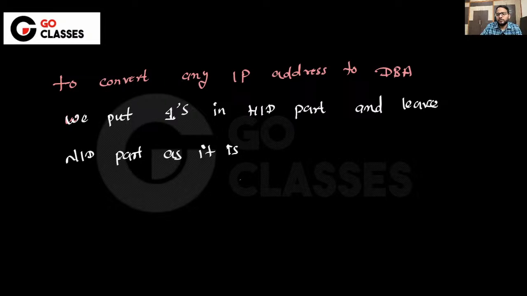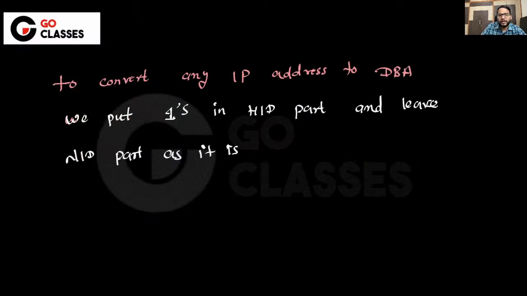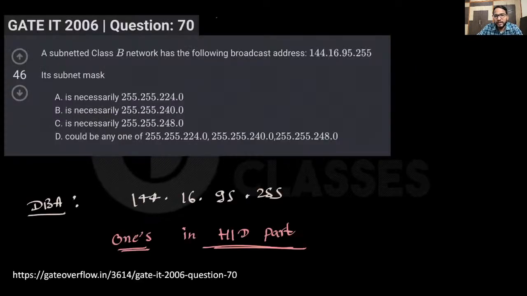Okay, so now let's see what they are asking. A subnetted class B network has the following broadcast address, which is this. Its subnet mask is necessarily this. So they are asking about the subnet mask. This is a very, very nice question. They are saying it is a class B network, right?